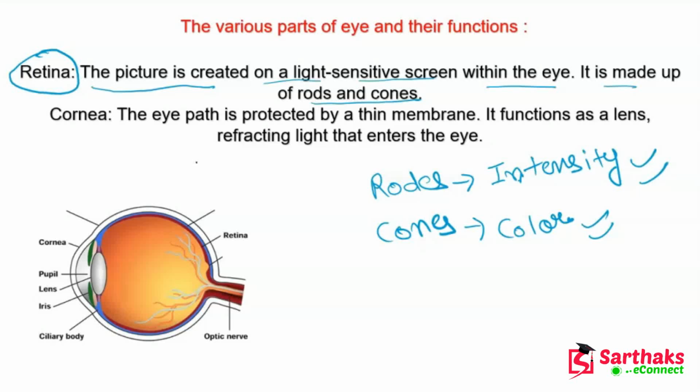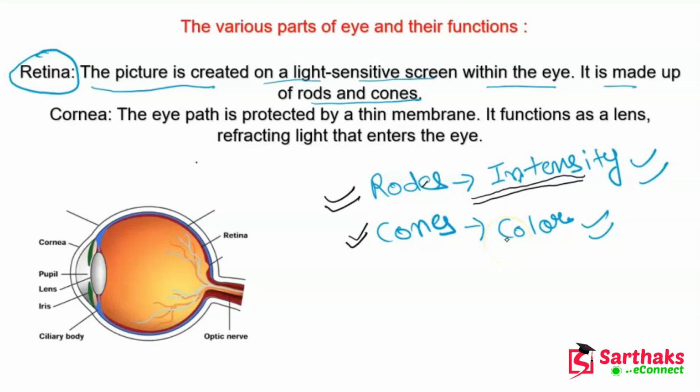Now what happens? We humans have cones and rods in sufficient amounts. Let me give you an example: we can study in dim light, where light is not that intense. Then also we can study. We can study in a tube light as well, in a bulb as well. But birds can't do that because they don't have these rod cells. Because of the lack of rod cells, birds and some other animals cannot do that, but we can do it because we have enough rod cells.